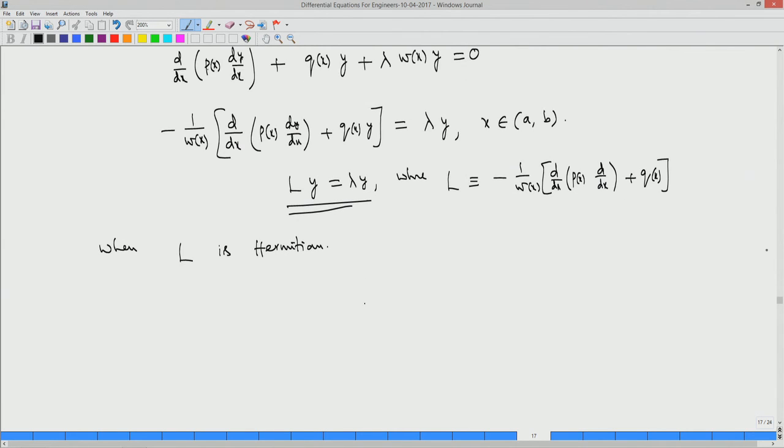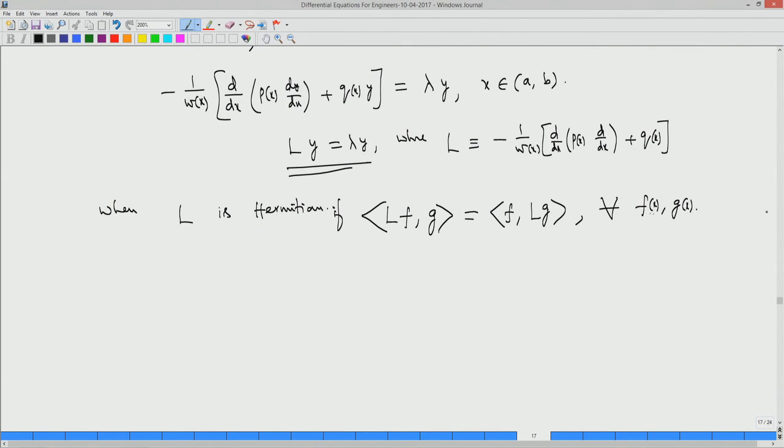What is the meaning of Hermitian? I want to make the dot product. So L is Hermitian if, working with functions, earlier we had vectors, now y of x is a function. So I have a function L f, g, where f and g are two functions. This is the definition of Hermitian: (Lf, g) equals (f, Lg), if I bring it here. This is true for every f(x), g(x). Earlier you had vectors, now we have functions. For every function this is true.